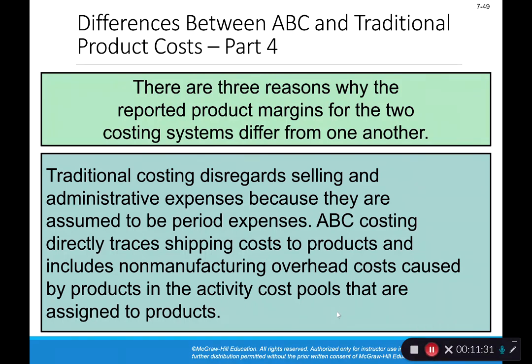Again, the takeaway here is that ABC costing is providing better information for decision making. Even though it's more complex to implement, it may be worth it to have that better information. To know that one of our products truly isn't profitable is something very important for managers to understand.